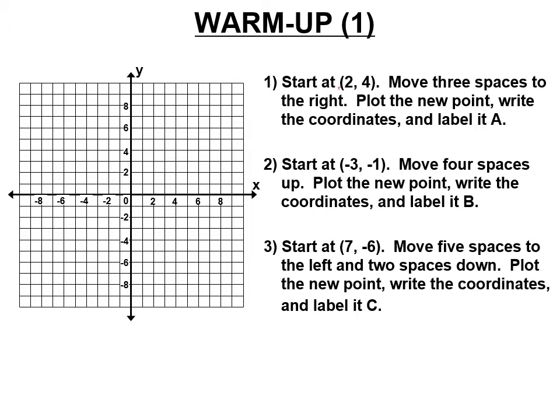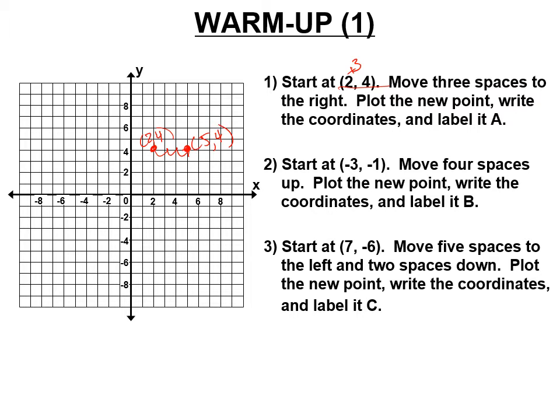The first one starts at (2, 4). We have to move 3 spaces to the right. When you move 3 spaces to the right, you end up adding 3 to the x coordinate. You'll see this: 1, 2, 3. So we went from (2, 4) and ended up at (5, 4), 3 spaces to the right.